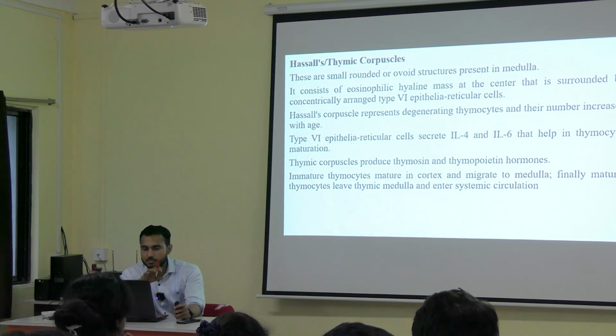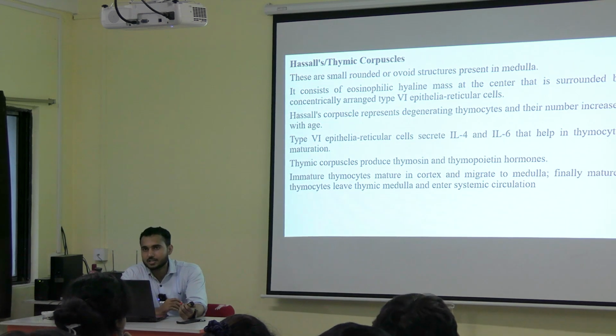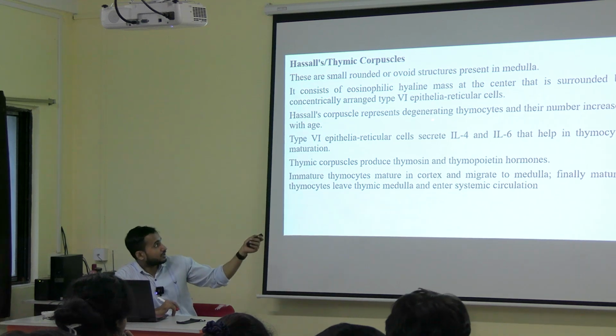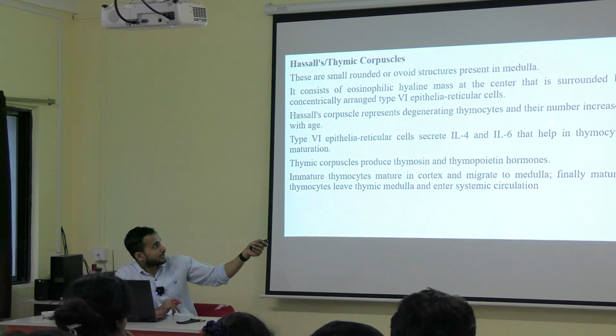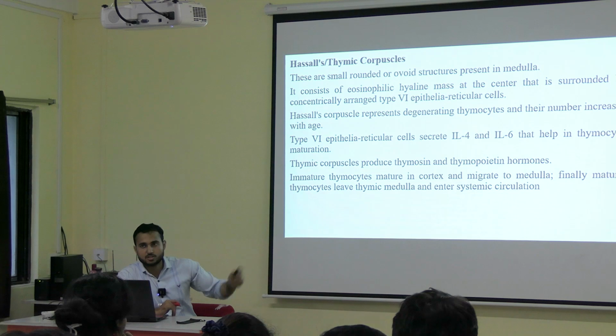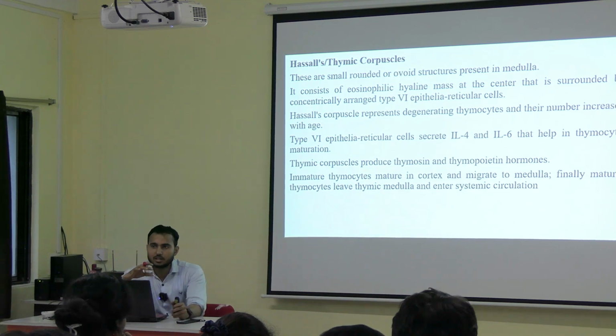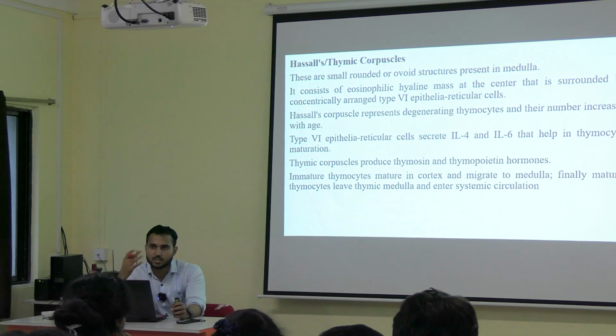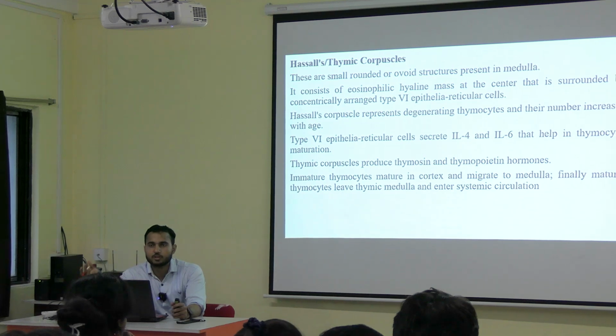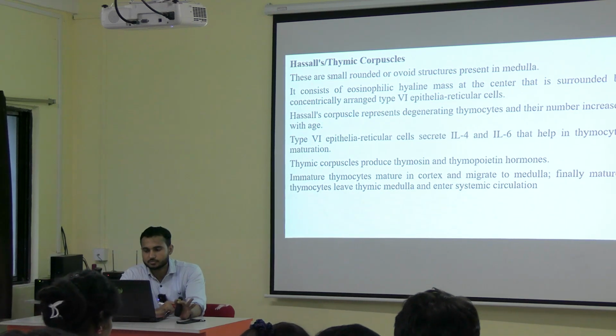This is the arrangement. Now Husserl's corpuscles, how are they formed? By degenerating thymocytes, and their number increases with age. So the thymocytes become mature, and they degenerate to form the Husserl's corpuscles.